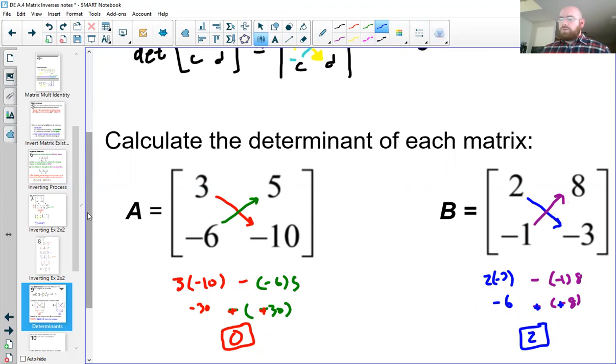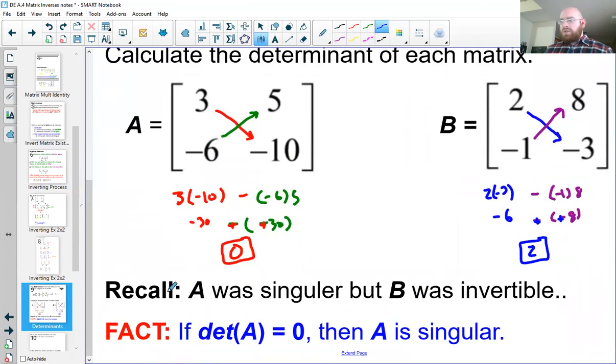And so, what kind of conclusion might we predict about the determinant of a singular versus a non-singular matrix? Well, the fact, if you haven't guessed it, is that if the determinant of a matrix is 0, then that matrix is singular. So if we get any number other than 0, like 2, or 100, or 1,000,001, the matrix has an inverse.